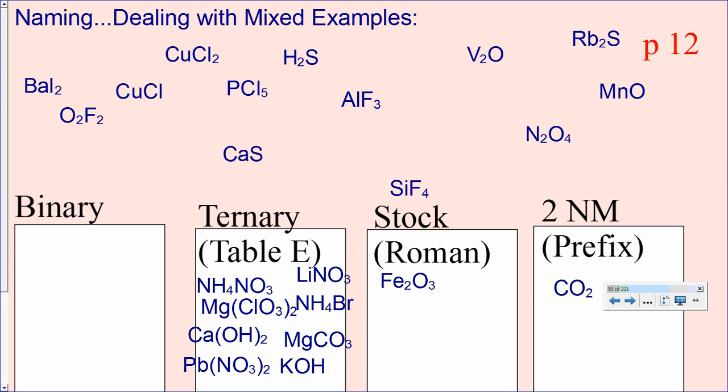CaS, for example. Put a finger on Ca, finger on S. Those are on opposite sides of the staircase. And you'll notice calcium only has one possible oxidation state, so that automatically goes in binary. It does not need any Roman numerals. So take a minute, select a few more of these, put them in the box where you think they belong. You can pause the video for a minute.